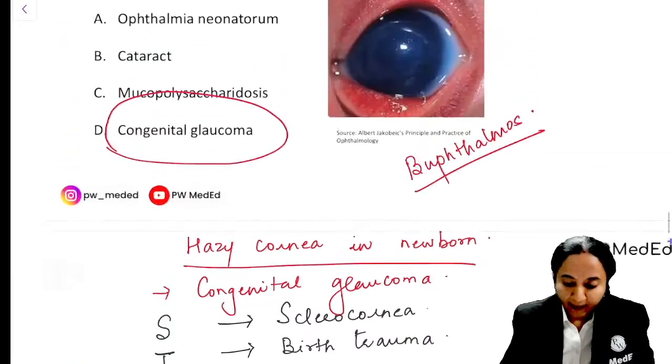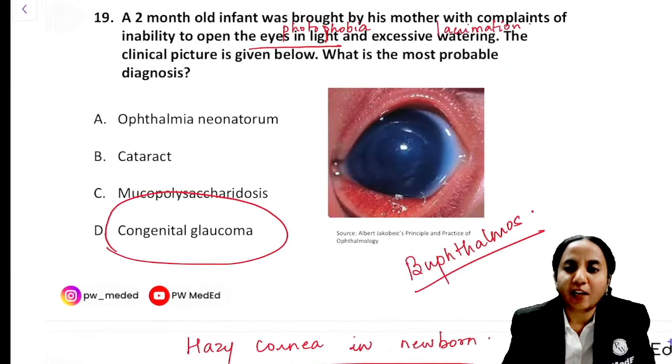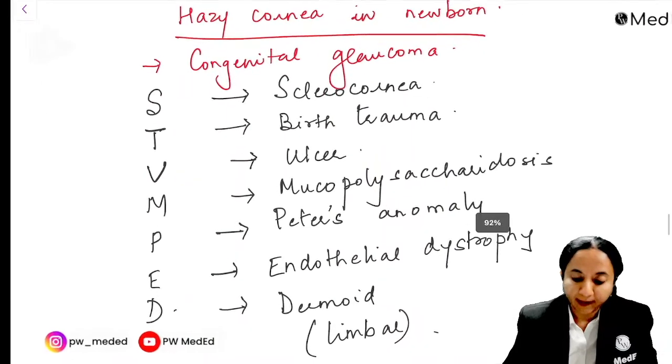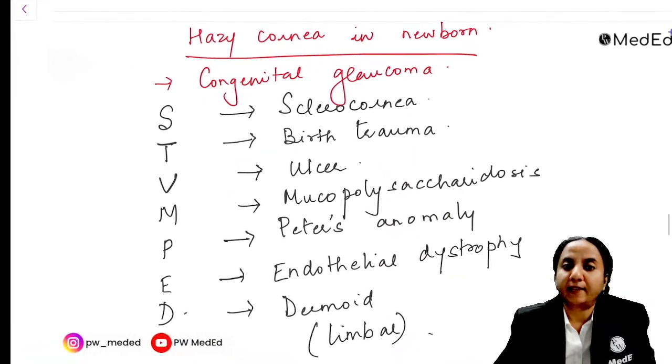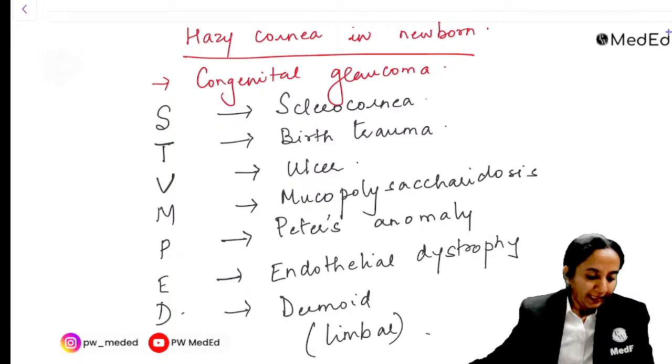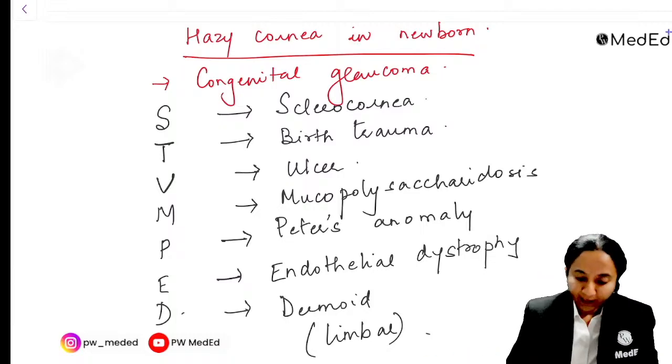So here we have hazy cornea, but it is very obvious that there is photophobia and lacrimation, and you see a large eyeball, large diameter cornea, bluish appearance. So we know that it's congenital glaucoma, but these are the other causes where a child may be born with a hazy cornea. So apart from congenital glaucoma, remember this STUMPED classification. Okay, let's go to the next one.